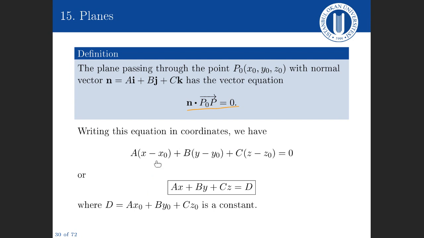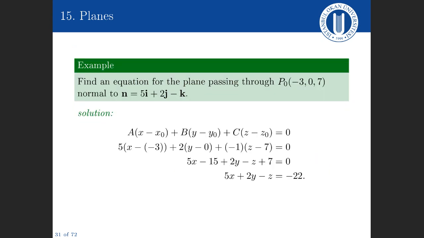If we write this in terms of coordinates, n dot P0P equal to 0 is the same as a(x minus x0) plus b(y minus y0) plus c(z minus z0) equal to 0. If we take the x0, the y0, and the z0 all over to the right-hand side, and then rename it as d, we get the standard equation for a plane: ax plus by plus cz equals d, for some numbers a, b, c, and d. For example, find an equation for the plane passing through (minus 3, 0, 7), normal to (5, 2, minus 1).